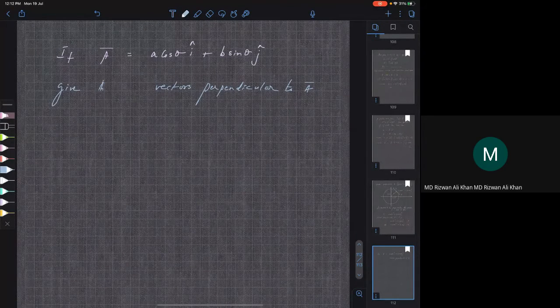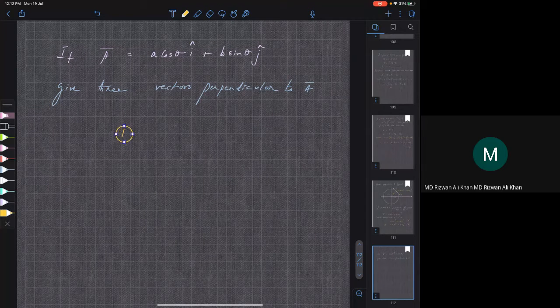Give three vectors perpendicular to A bar. Tell me the first vector. The thing is, the dot product must be 0, right? Yes, sir. Guess the first vector quickly. Tell me the first vector.